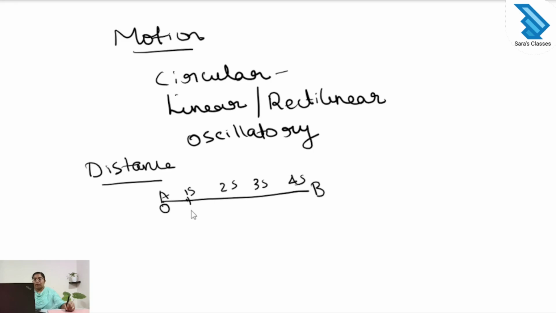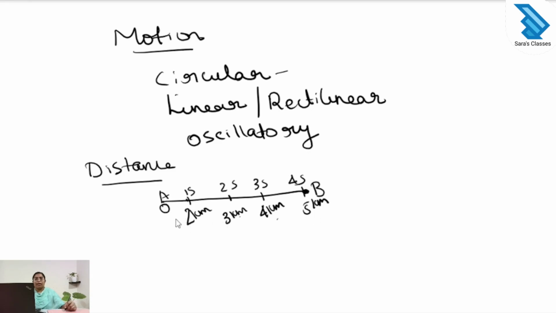At 1 second it has moved 2 kilometers. At 2 seconds it has traveled 3 kilometers, at 3 seconds 4 kilometers, and in 4 seconds it has traveled 5 kilometers. So it reached the ending point B. This is the end point B. So the object starts moving from position A, and at 4 seconds it has traveled 5 kilometers.